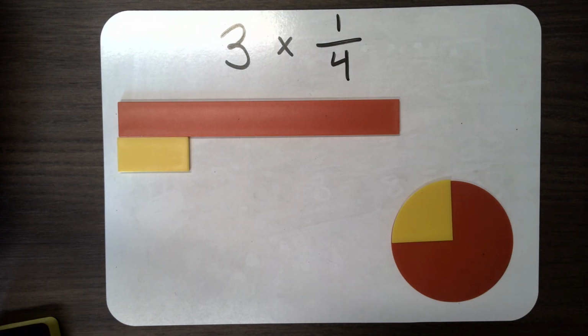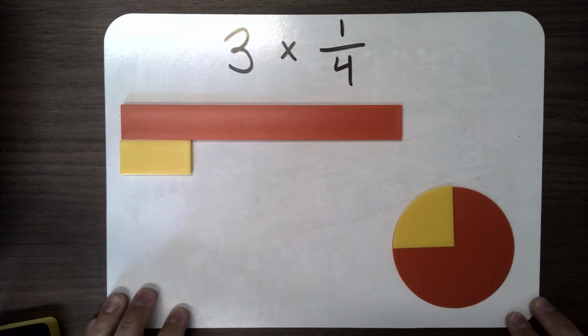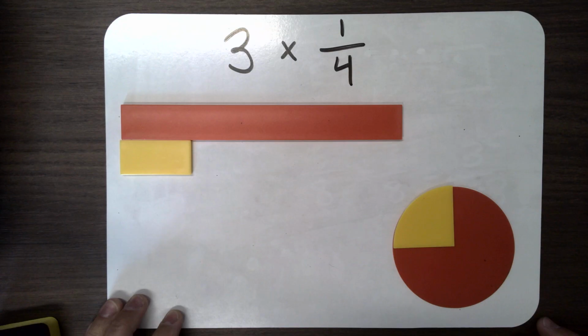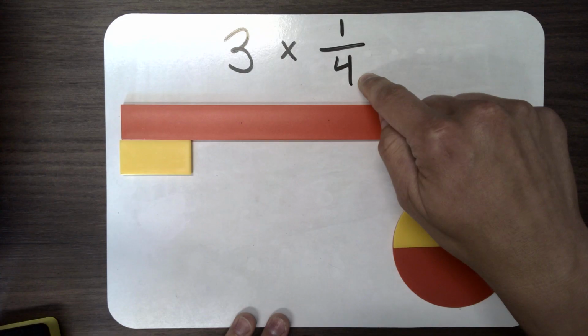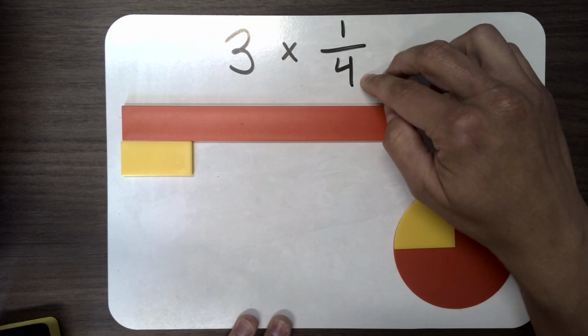In this video, we're going to discuss CRA models for multiplying a fraction by a whole number. We have two examples we're going to look at. This first one is going to be 3 times 1/4. It's called multiplying a fraction by a whole number because we're starting, again, thinking of our equal group schema.